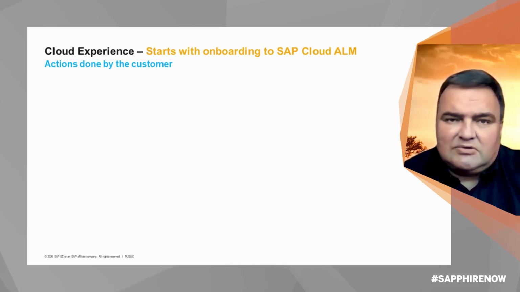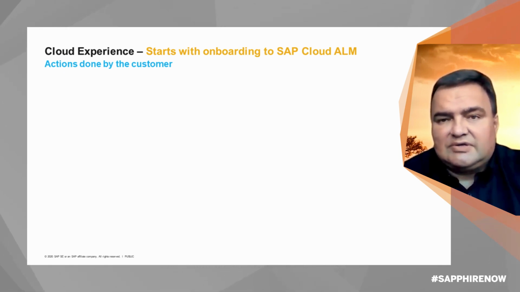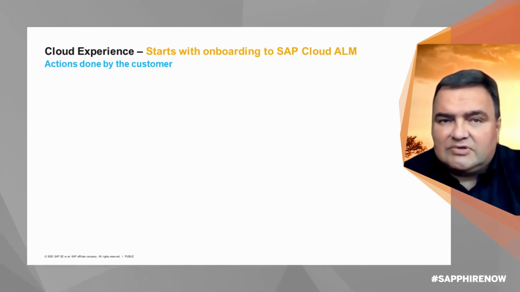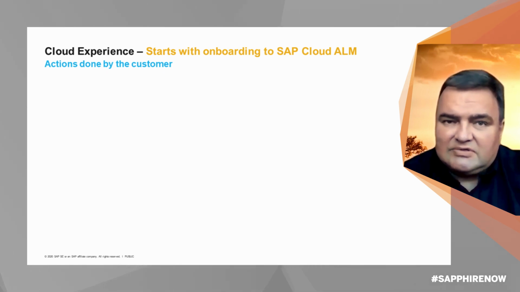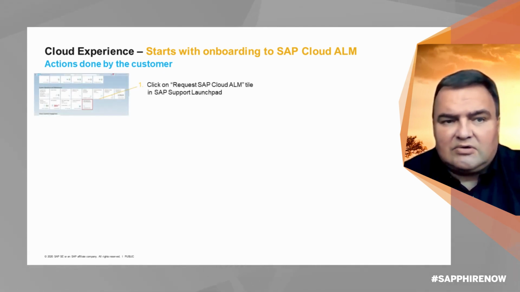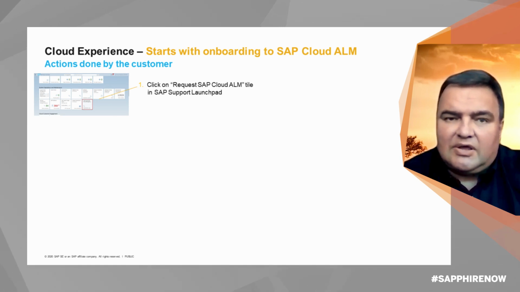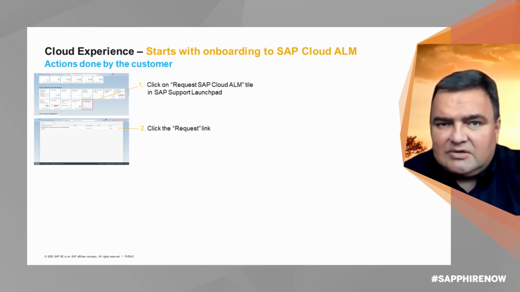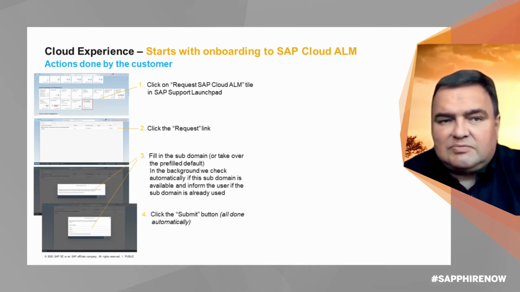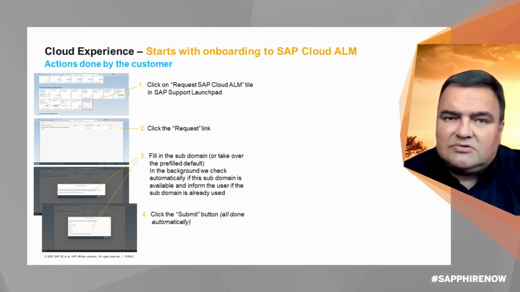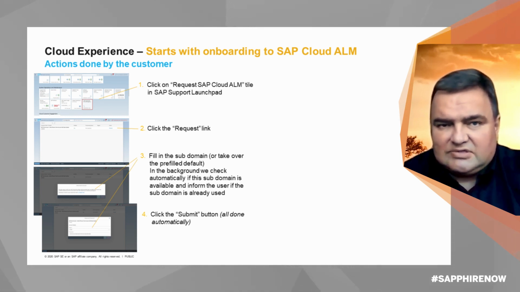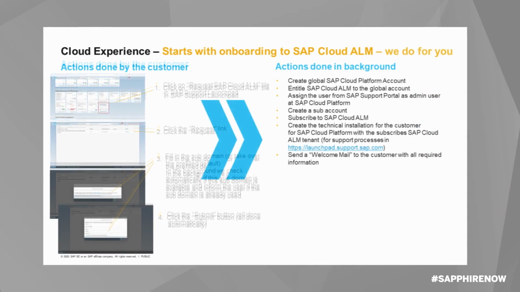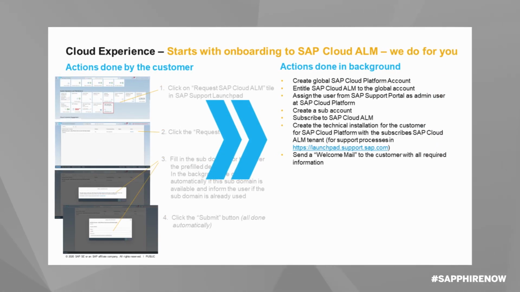What is the first experience you're exposed to as our customer on the solution? Clearly, you own the solution already, so you would like to onboard to it, and that should be straightforward, shouldn't it? You go to the SAP Support Launchpad, click on the tile Request Cloud ALM, press the request link, and the only action you then have to do is either accept the subdomain or choose the subdomain you would like to have in the solution, and press the submit button.